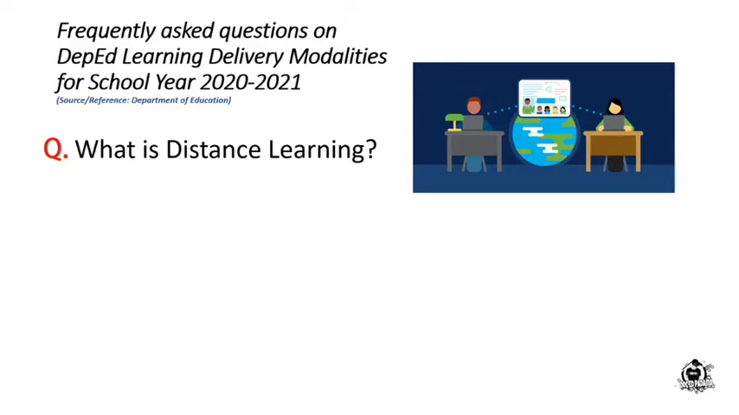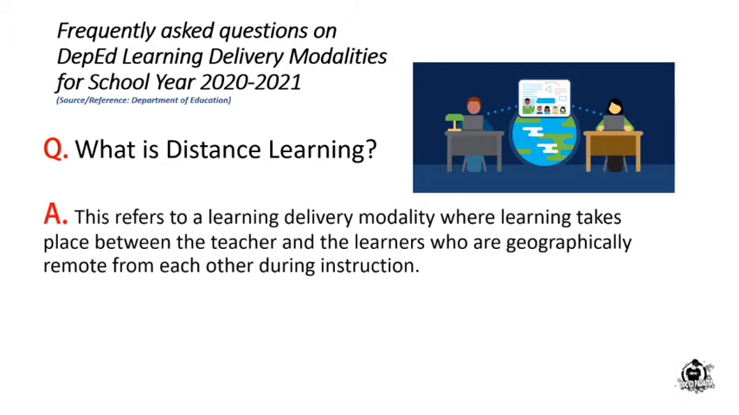Distance learning has been around even before the pandemic. This was offered by higher education institutions or HEI as an LDM or learning delivery modality of their open university program. This refers to a learning delivery modality where learning takes place between the teacher and the learner who are geographically remote from each other during instruction. This is an arranged class, a setup where learners are not required to personally attend F2F classes. This was conceptualized to cater to the working and professional students.